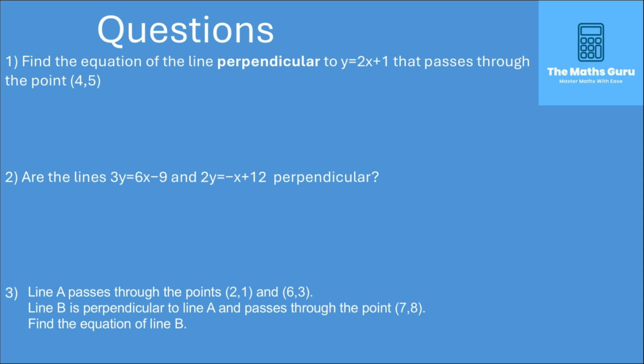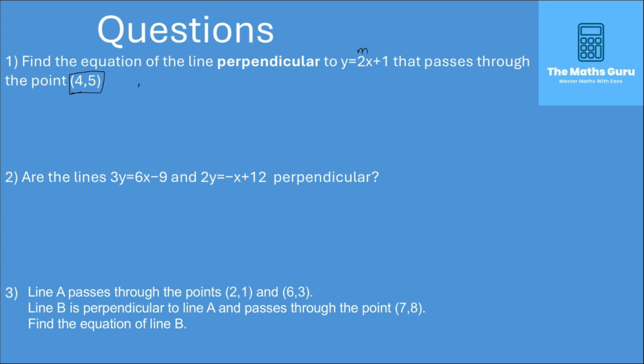Okay, looking at some questions, we're told to find the equation of the line perpendicular to y equals 2x plus 1, and it passes through this point here. So, as we did in the parallel lines, we're going to have to first find the generic form of the line with the gradient perpendicular to our first line.